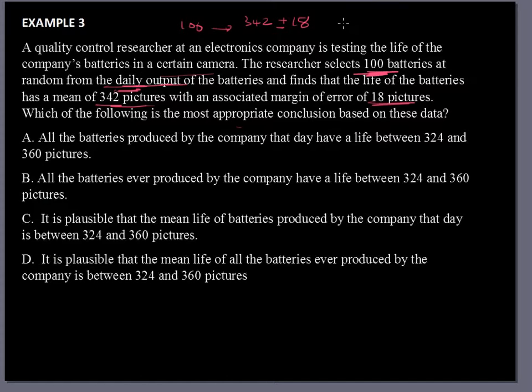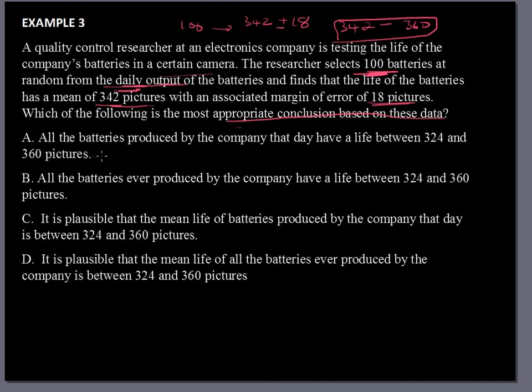So in essence, the range of values is going to be from 342 all the way up to 360. This is the average battery life. So the question here is, which of the following is the most appropriate conclusion based on this data? This is a good way to actually explain how to use sample data to generalize to the population that you have.